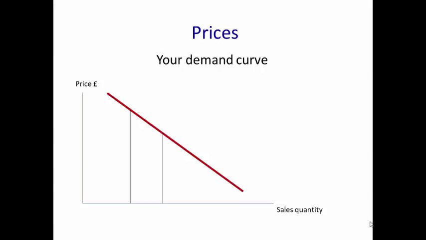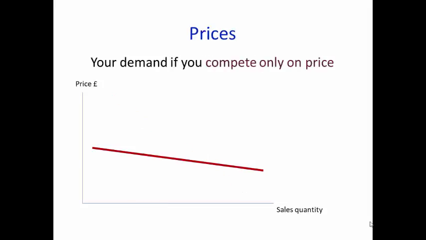But the trouble is, you don't know what it looks like. All you know is where you are now. So you know what your current price is and what your current sales volume is. You don't know what would happen if you put your prices up or if you lower them. So for example, if you're really competing with your competitors on price, then you've got what's called elastic demand. What that means is if you put your prices up a little bit, you'll lose a significant amount of sales quantity. And if you lower your prices, you would gain quantity.